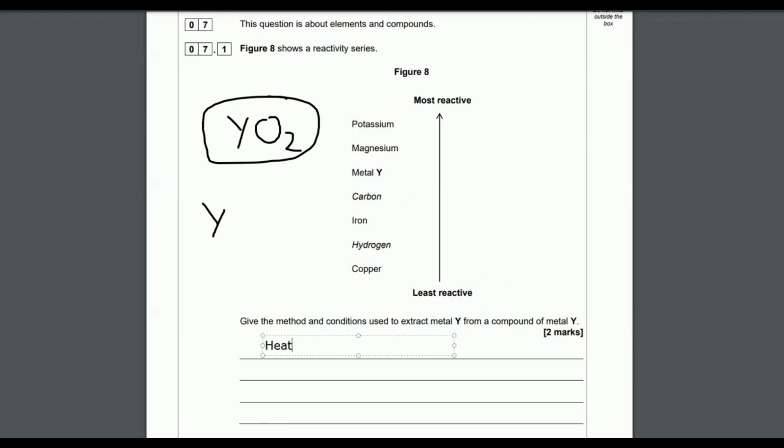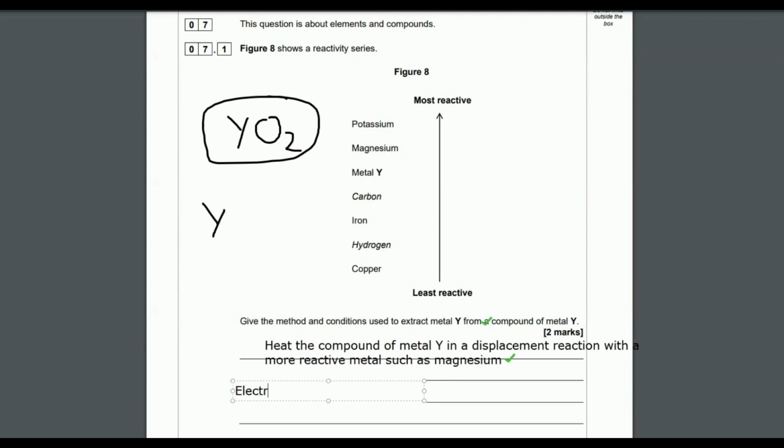So we would say heat the compound of metal Y in a displacement reaction with a more reactive metal, such as magnesium. And that's going to get us both the big fat marks that we want. However, we could also use electrolysis, which is, of course, what we use a lot of the time for extracting reactive metals, because you don't want to waste an expensive metal like magnesium getting metal Y out.